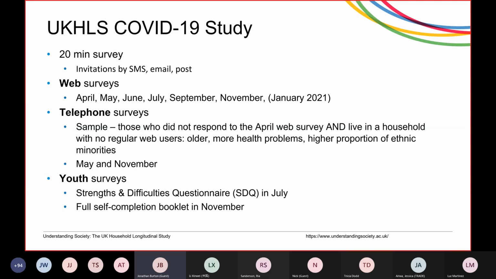And Understanding Society, it's a survey that covers all age ranges. So we have youth surveys. So on the annual interview, 10 to 15-year-olds are asked to complete a paper self-completion survey. And we've got funding to do a strengths and difficulties questionnaire in July, which was just like a single page for the SDQ. And there's a full self-completion booklet, which is about 55, 60 questions, which is going out as well this month. So in November, it's quite a big month because we have the web survey, we have a telephone survey, and we have this youth self-completion survey.